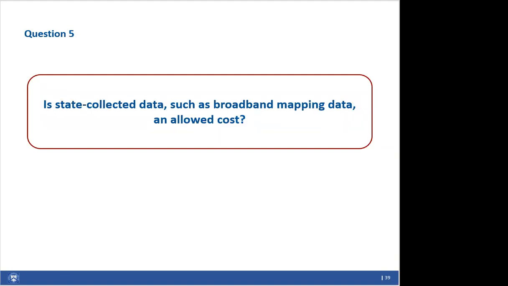All right, our next question is, is state collected data such as broadband mapping data an allowable cost? And Jeff, I might have you take this one as well. Sure, happy to. So this is very important, and this is where we're going to encourage you to go back to the guidance, because there are different types of costs that are allowable. There's administrative costs and there's program or project costs. And they're distinct, and we provide examples and some guidance as to what those are.